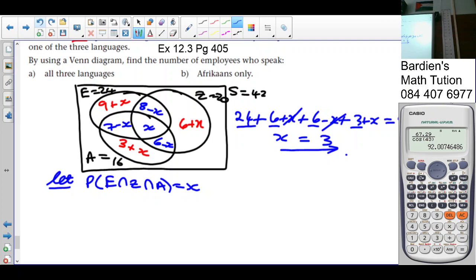So at this point, what can we do? We can now draw a new Venn diagram by filling in the values of x now. So that is going to be what? What is this here? 3. Now this is going to be 8 minus 3. What's 8 minus 3? 5.